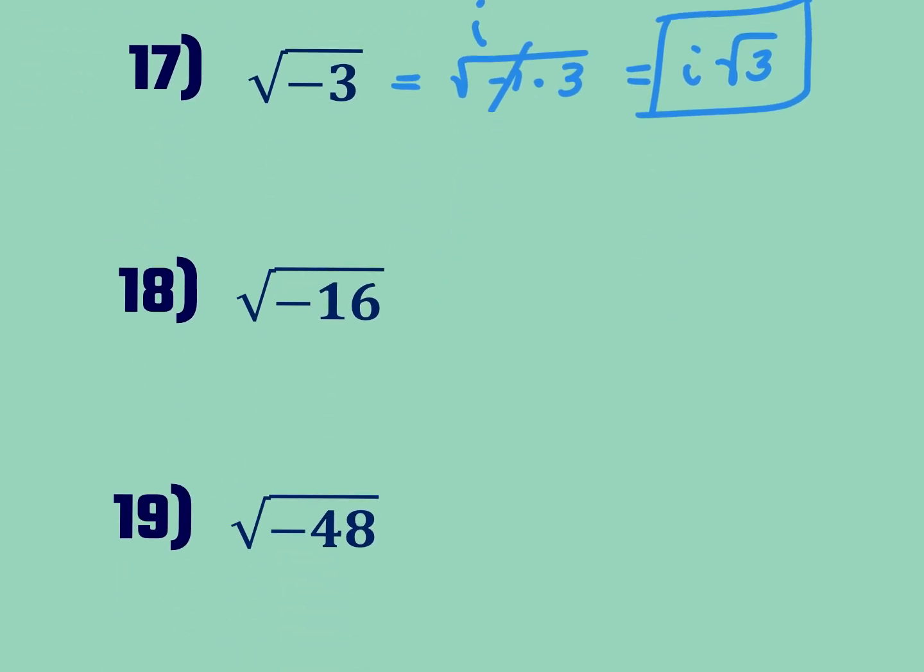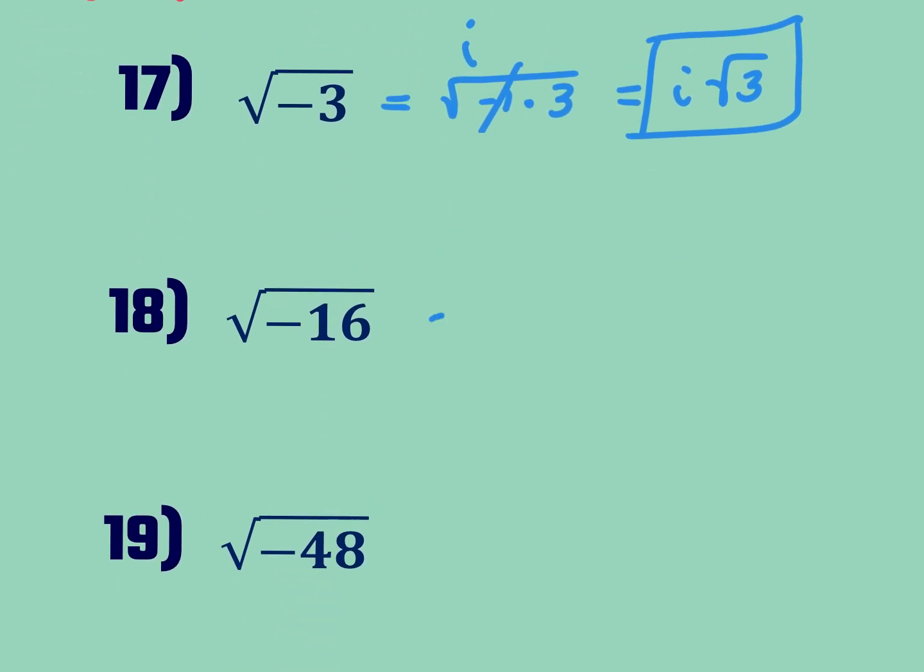If you look at number 18, separate it first so you don't make a silly mistake. -1 times 16. You guys did not put the square root on. It doesn't say x squared equals, so you're not going to have two answers. You just simplify what's given to you. So what is the square root of -1? i. What's the square root of 16? 4. So what's your answer? 4i. Perfect.